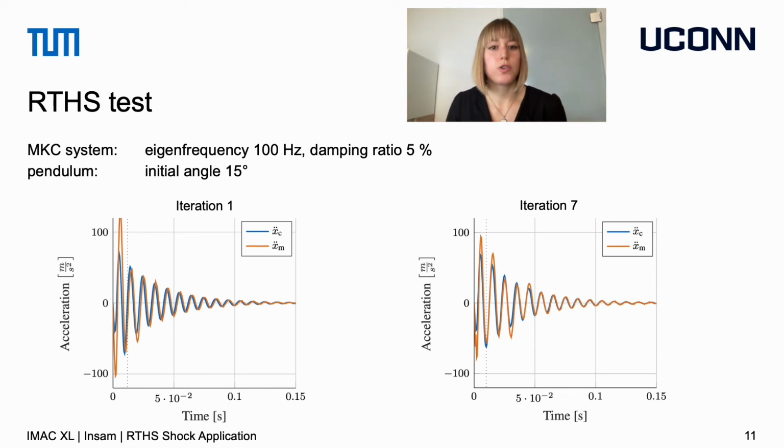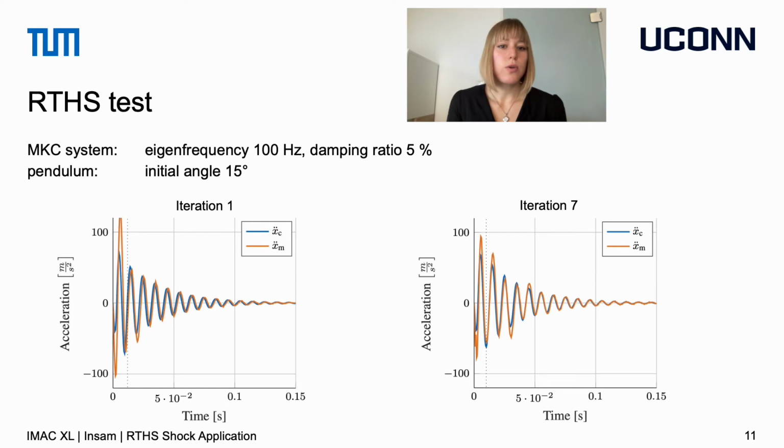So first I want to show you that Iterative Learning Control converged. This means that the error becomes smaller and smaller as the number of iterations increases. For the RDHS test that we performed, the eigenfrequency of the mass spring damper system was 100 Hz with a damping ratio of 5%. The pendulum initial angle was 15 degrees.